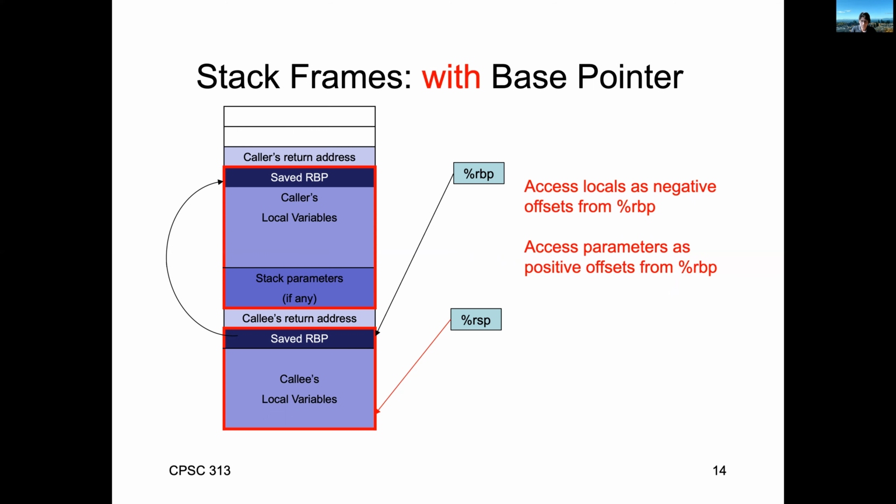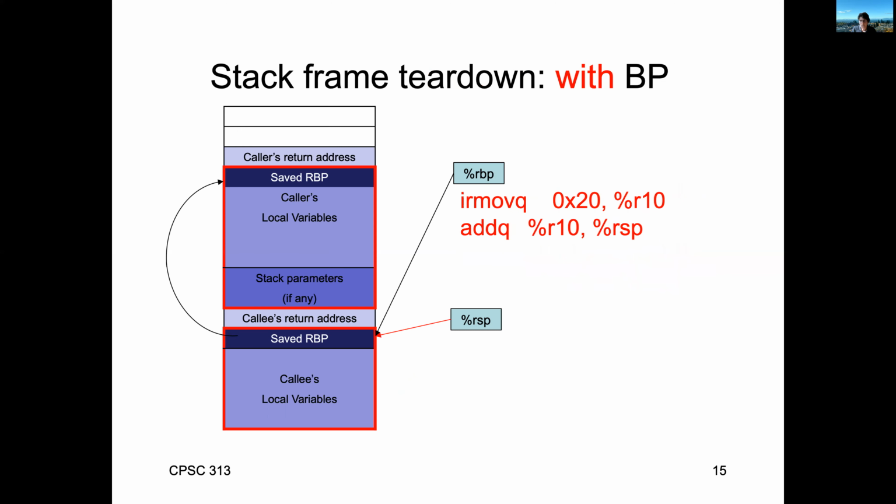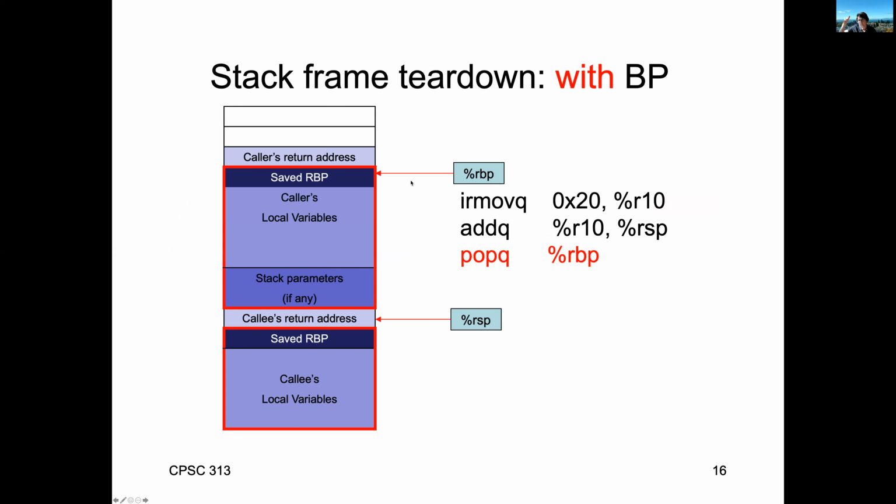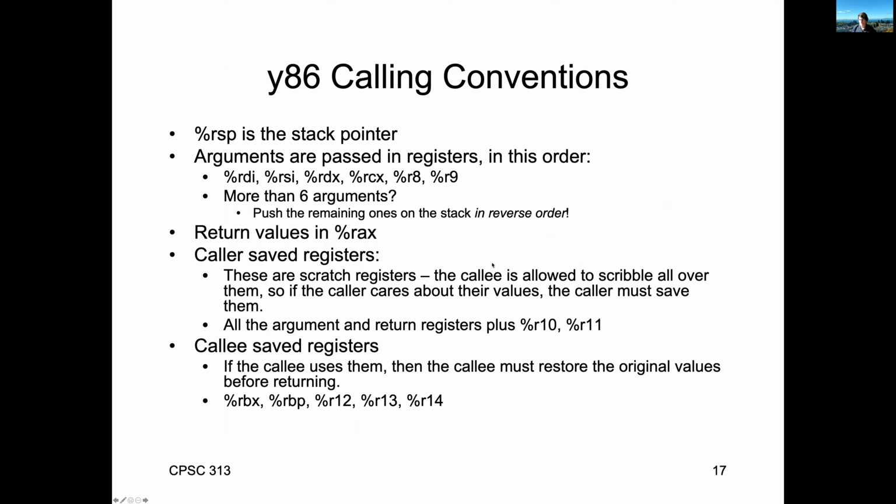When we're done and getting ready to return, just like in the non-base pointer case, we have to undo everything we did. The first thing we're going to do is give back the space that we allocated for local variables. That's basically the add. And now we can restore the base pointer to point to the previous stack frame so that when we issue the return instruction, we'll actually end up at the right place. So we restored the base pointer by doing a popq, and now we can just do a return and we're back to our caller.